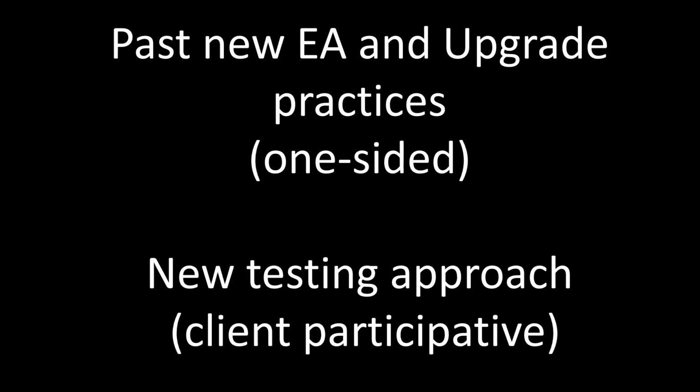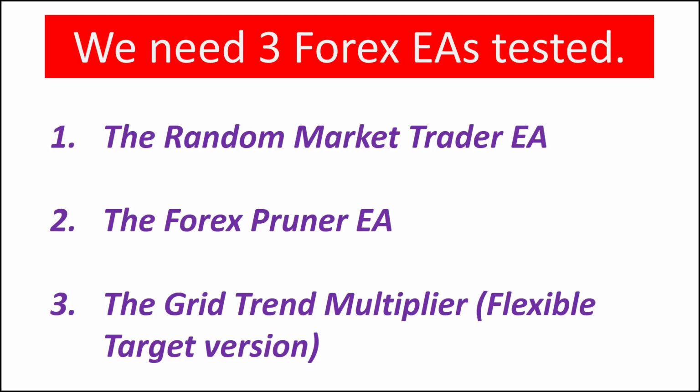So we're going to be running a few testing approaches like this to see if this approach comes up with some positive results. At the moment, we need testers for 3 EAs. The one is the Random Market Trader EA, and many of you will already be familiar with these EAs. The other one is the Forex Pruner EA, and then the last one is the Grid Trend Multiplier, which we want to test the flexible target version of that particular EA.